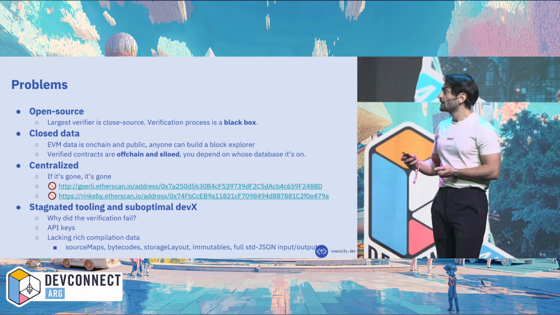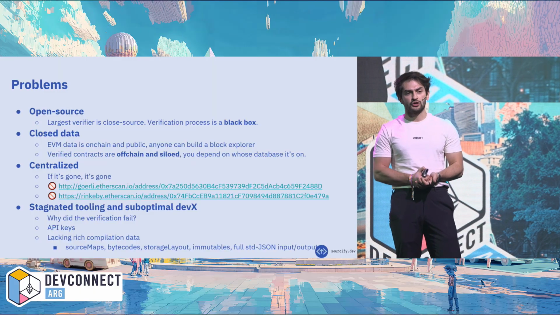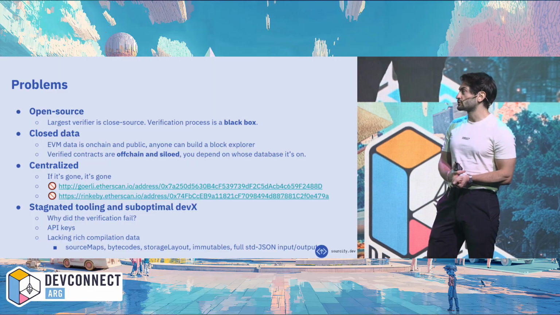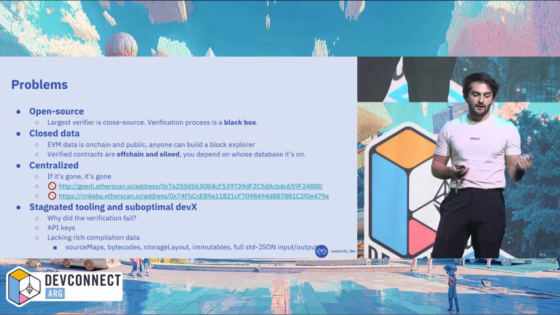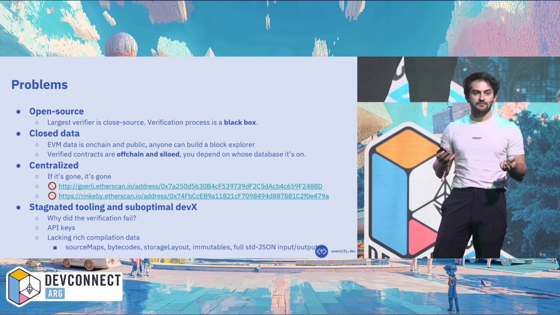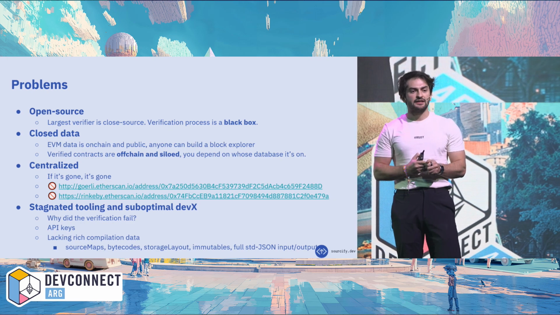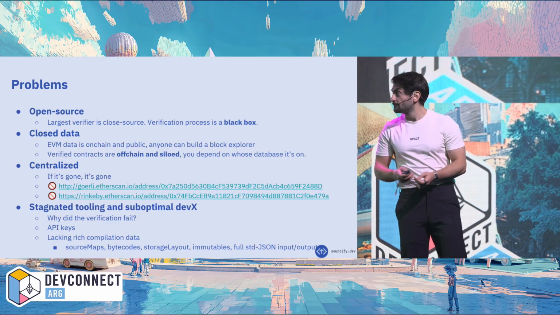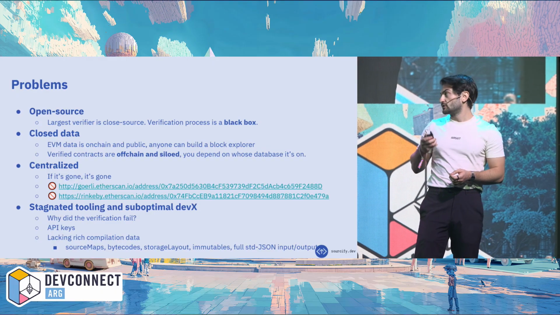The very obvious one is open source, right? We want everything to be open source. We trust only open source software. And right now, the largest verifier is closed source. As of today, the verification process is a black box. It's not reproducible. And this needs to be changed and open sourced.